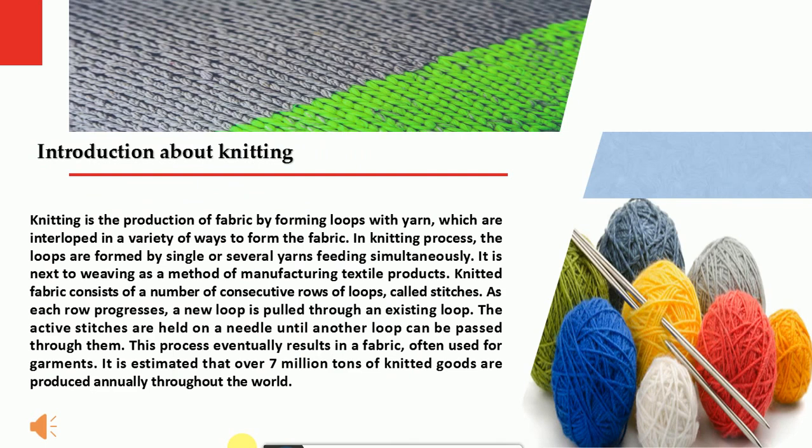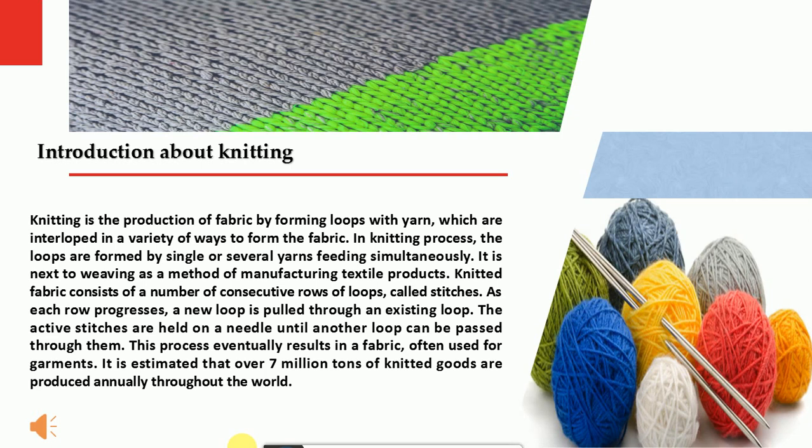Knitting is the production of fabric by forming loops with yarn, which are interlooped in a variety of ways to form the fabric. In the knitting process, the loops are formed by single or several yarns feeding simultaneously. It is next to weaving as a method of manufacturing textile products.